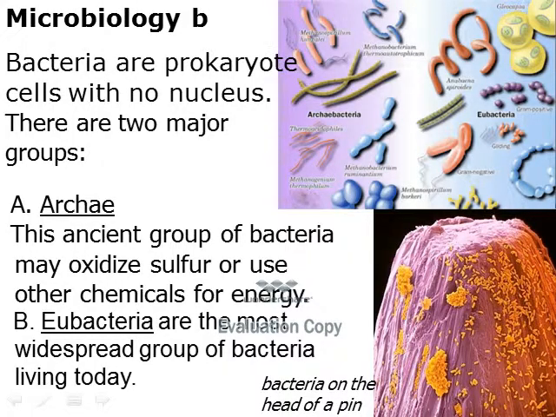Hey, is that really the head of a pin in the lower right? What's that stuff growing on there? That's bacteria? Gross. Bacteria are prokaryotes, which means they have no nucleus. So they're not viruses, and they're not animal cells.